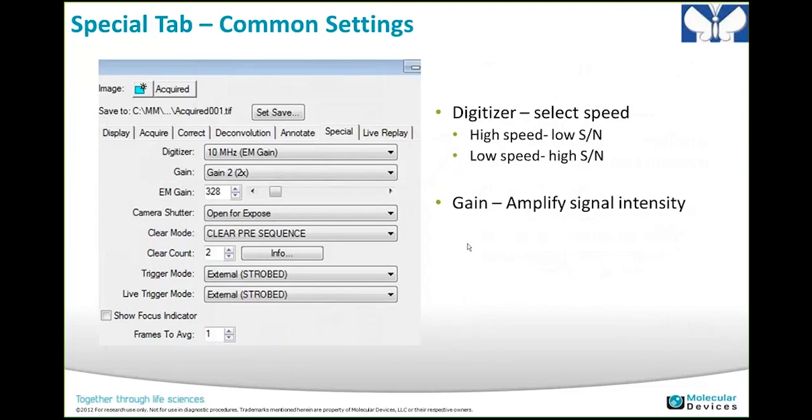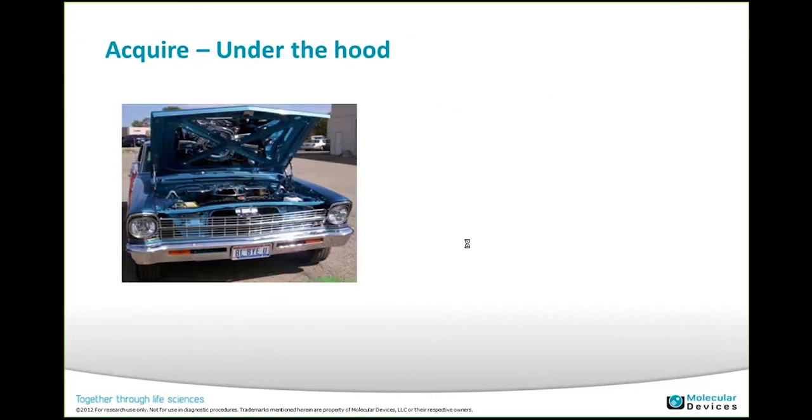The special tabs are where you will come in and set the digitizer speed, which is how fast the data is being transferred off the camera. You would also set the gain setting, which is the amplification of the signals. Those are pretty much the two main things that you'll be setting in the special tab for the acquire.